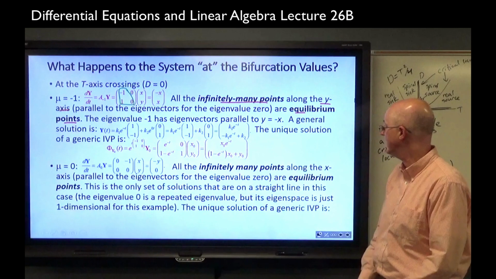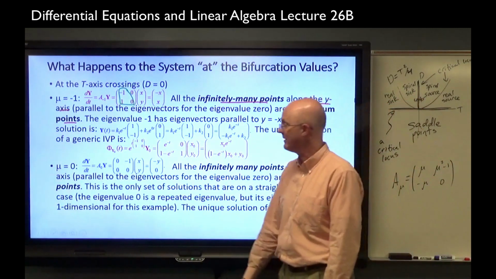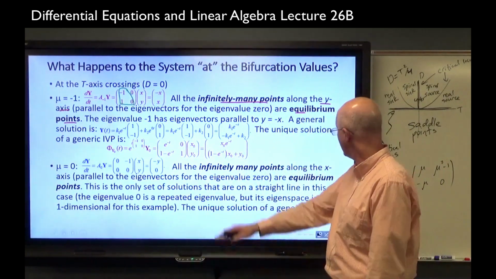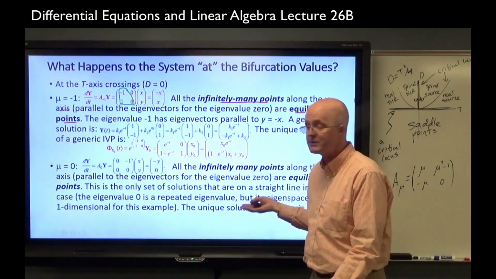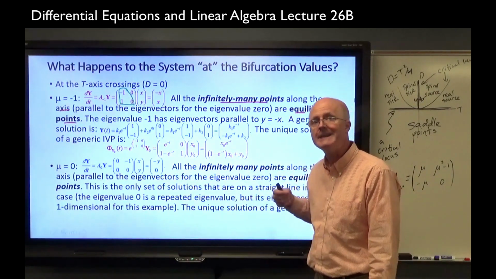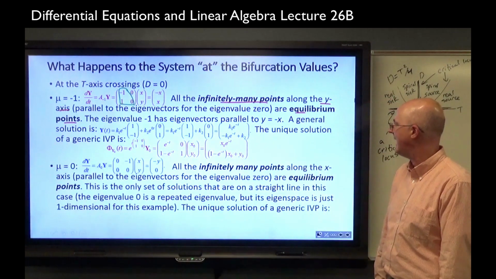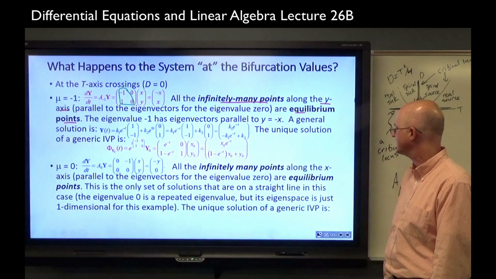Once again, we get infinitely many equilibrium points. They're all along the x-axis, where y is 0. If y is 0, you get the 0 vector, no matter what x is. So along the x-axis, where y is 0 and x is anything, those are all equilibrium points. You'd have infinitely many dots to draw along the x-axis. And in fact, that's the only set of solutions that are on a straight line in this example.